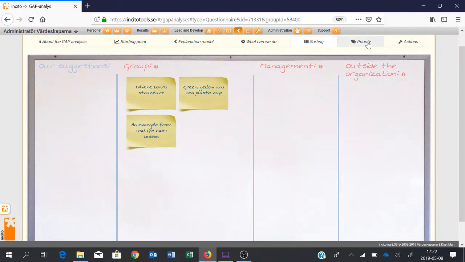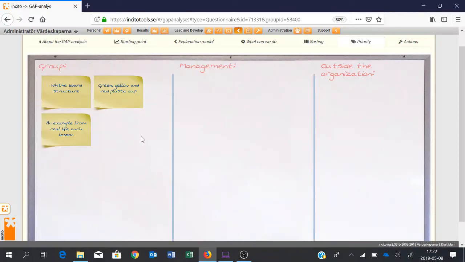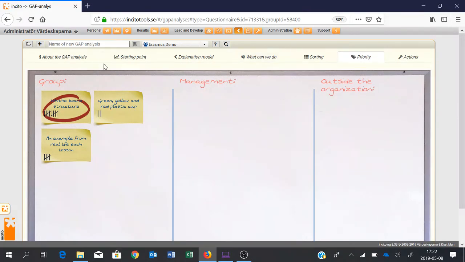So the next step might be to prioritize between these, and usually we use voting, and you ask for everybody to vote, and you add the votes with a green thumb up. You remove votes if that would be necessary with a red one. And when you have done the voting, usually you go with the one with the most votes. So you select that. Come this far, you need to save the gap analysis to finalize it. So this is just a demo, and I will name it so.